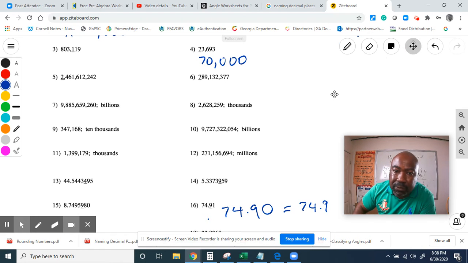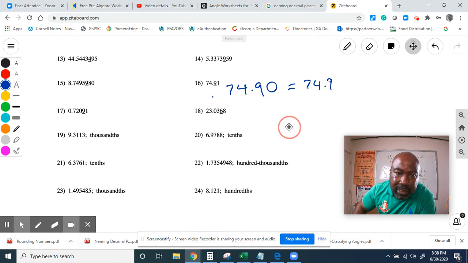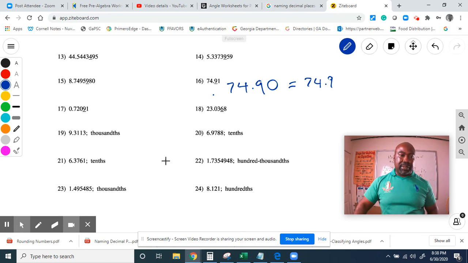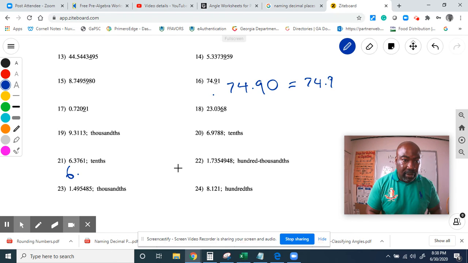Now let's move to another problem really quick. Here it says that we want to go to the tenths place. So it's checking to see whether you understand what the tenths place is. The tenths place right here is this 3. So you have to look at the next unit over, which is the hundredths. So this right here is just 6.4, and that's your value right there.